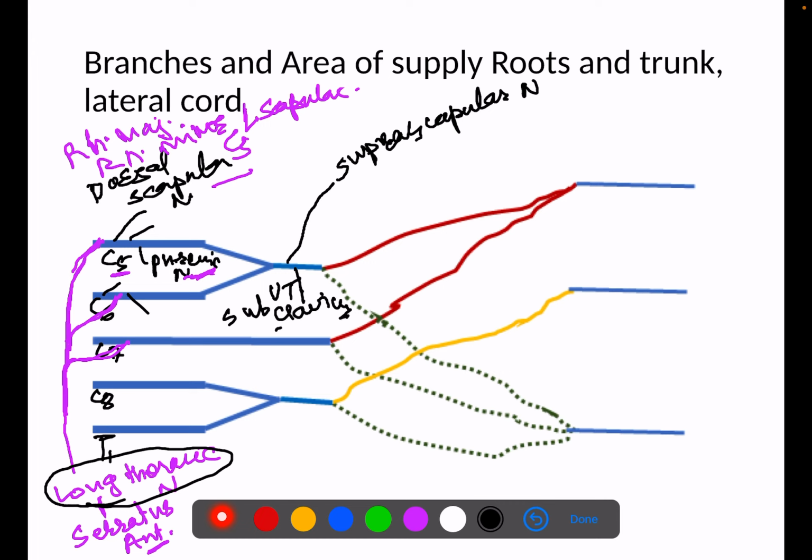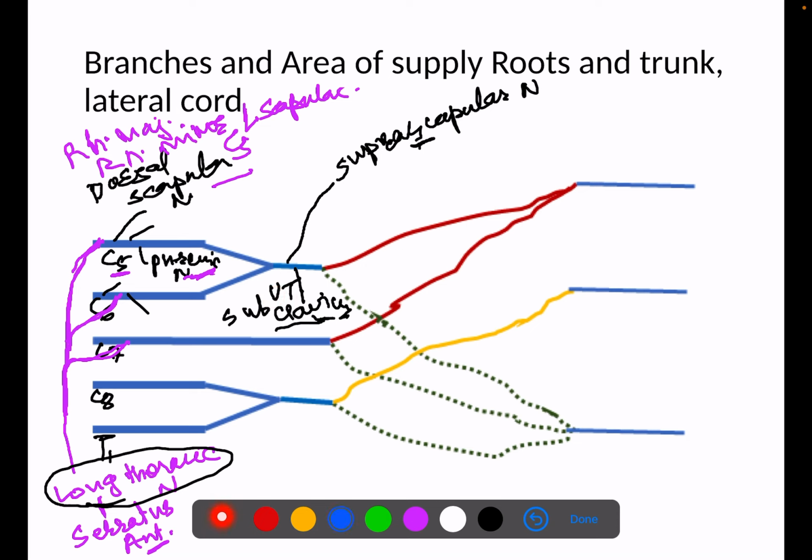Subclavius muscle is situated in the lower one third of the middle part of the clavicle. And the suprascapular nerve, as the name indicates, enters through the suprascapular foramen, supplies supraspinatus, then passes through the spinoglenoid notch and then supplies infraspinatus. So the suprascapular nerve supplies supraspinatus and the infraspinatus muscle. The nerve to subclavius supplies the subclavius muscle.